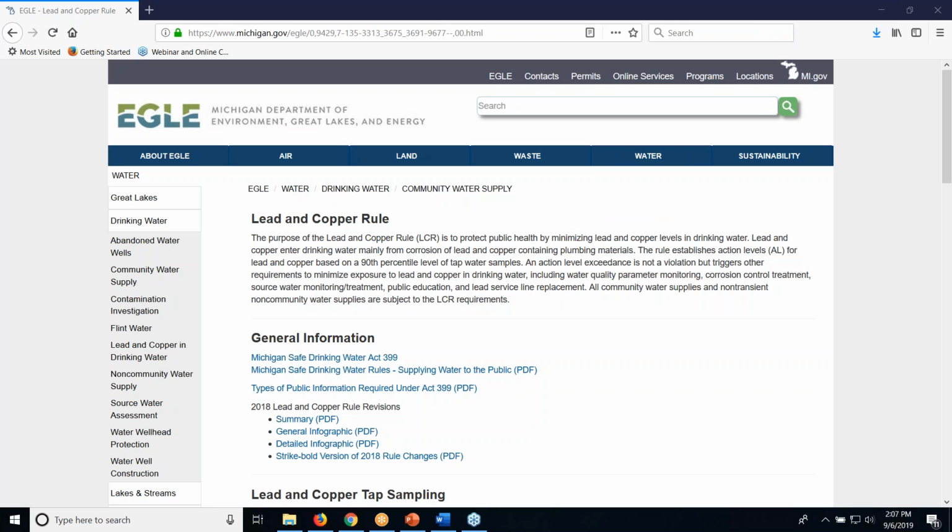I'm with the Drinking Water and Environmental Health section of the Michigan Department of Environment, Great Lakes, and Energy. We're going to be going through the lead and copper sampling plan form.